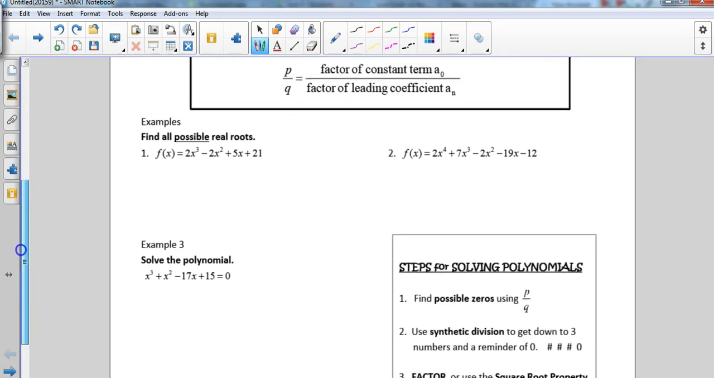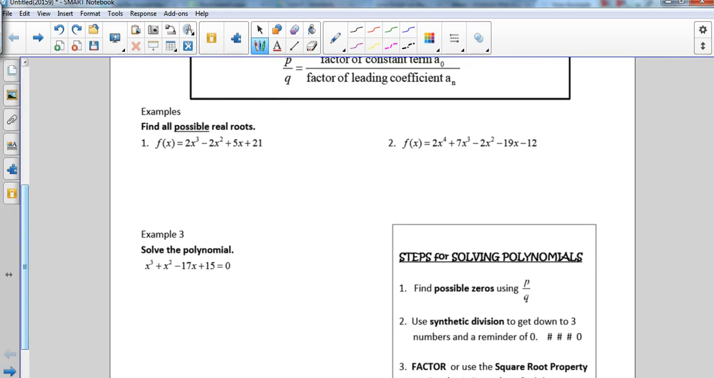So let's dive into this and see how it works. Find all possible real roots. So we identify P and Q. P over Q, 21 over 2. What are the possible factors of 21? 1, 3, 7, 21. And for 2, 1 and 2. Now you can list these out any way you want. You can do all the P's divided by 1 and then all the P's divided by 2, or you can divide each of the P's by 1 and then each of the P's by 2 as you go along. You're going to get the same list, just in a different order.